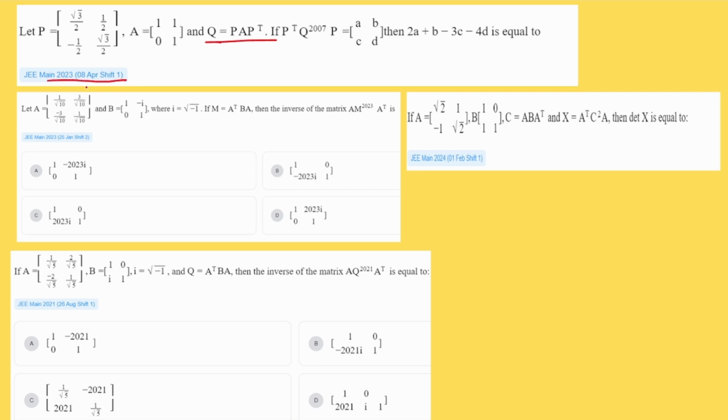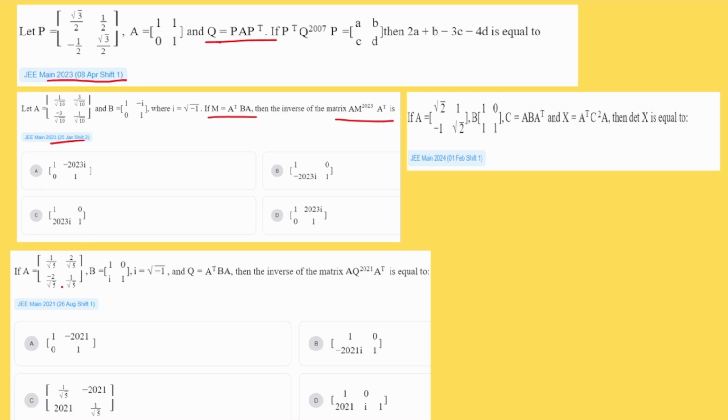If you see this question, A matrix is given, B matrix is given, and if you see over here, can't you see something is the same? Closely see it. Then they've asked us to find the inverse of this particular matrix, A raised to 2023 A transpose. This inverse you have to find. Here you don't have to find the inverse, but in this question you have to find the inverse. And this was asked on 25th January, shift number 2 of 2023 JEE Main.